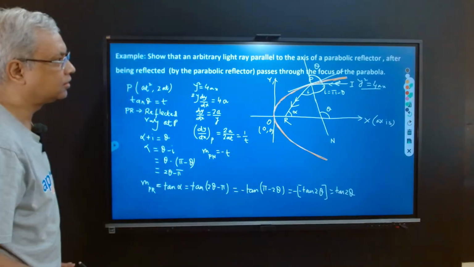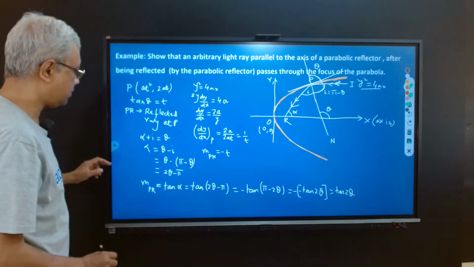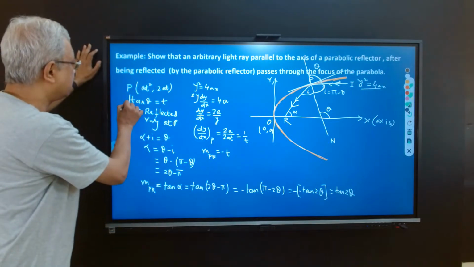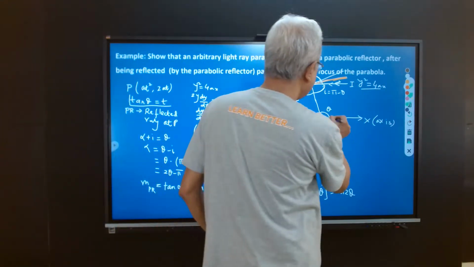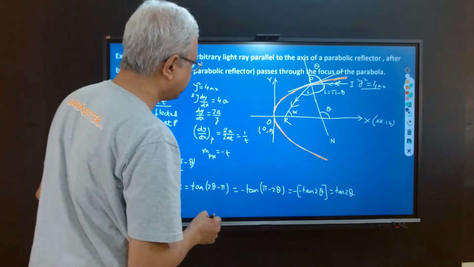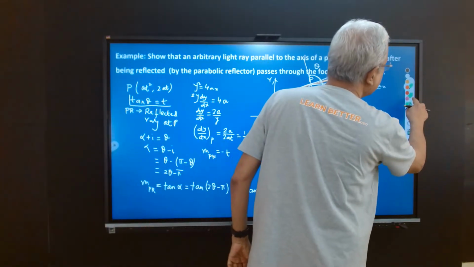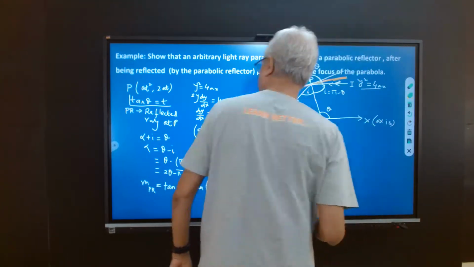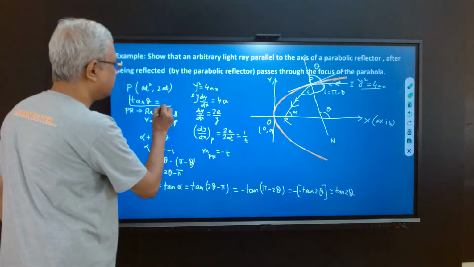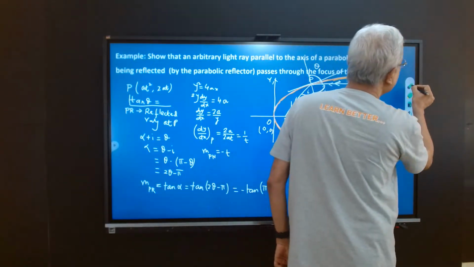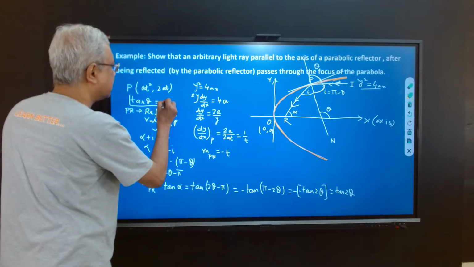Okay, up to this it is clear. Now, tan theta, where theta is the slope or inclination of this. So tan theta should be equal to minus t, because MPN is minus t. So tan theta is minus t.